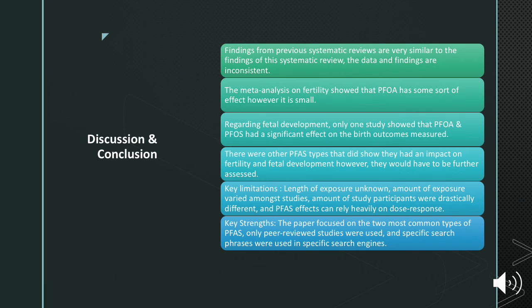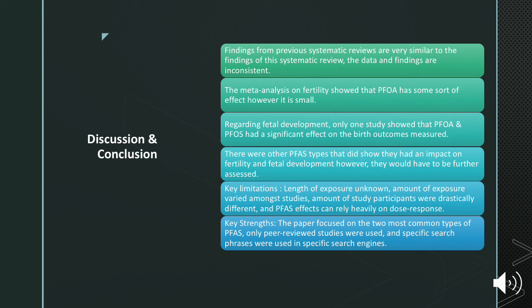To summarize my discussion, findings from previous systematic reviews are very similar to this one. The data and findings are inconsistent. The meta-analysis on fertility showed that PFOA has some sort of effect, however, it's not statistically significant. For fetal development, only one study showed that PFOA and PFOS had a significant effect on the birth outcomes they measured. There were other PFAS types that did show they had an impact on fertility and fetal development. However, they would have to be further assessed separate from this paper since I only focused on PFOA and PFOS.